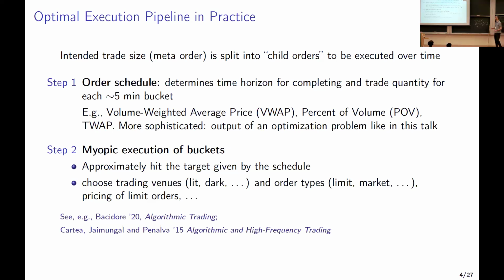Then I'm going to worry about which of the many available venues I'm actually going to send this to. I'm going to post limit orders at which price. Am I going to use market orders? A typical thing could be that in the beginning of the block you're mostly trying not to cross the spread, so you're just posting limit orders, and depending on how much gets filled, you will price more or less aggressively. And towards the end of this block, you need to catch up with the schedule, and maybe you're going to use market orders if you're behind, and so on and so forth.